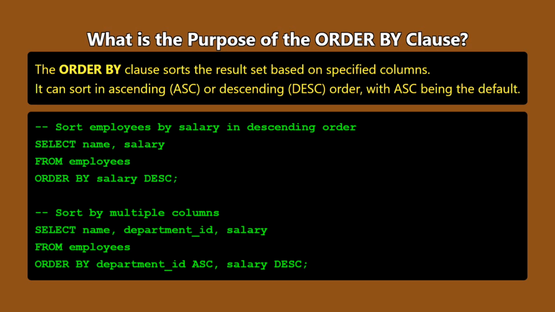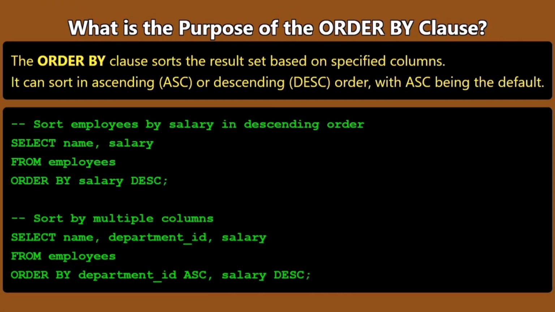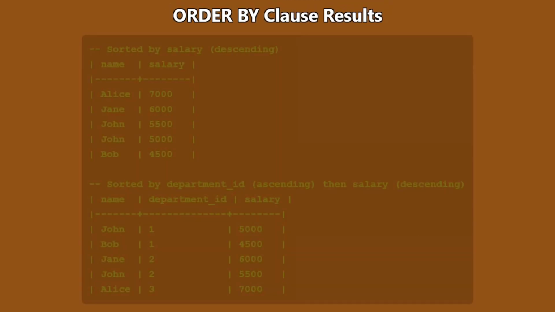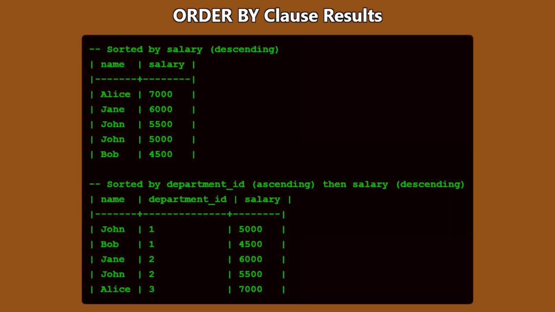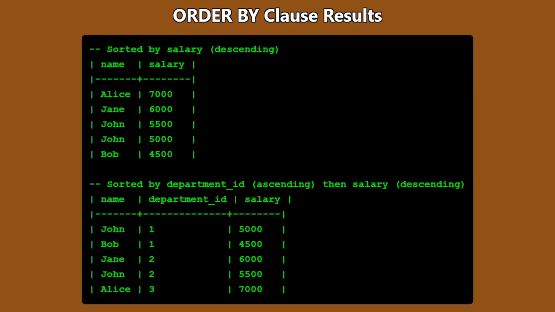You can sort the employees by salary in descending order to see the highest paid employees first, or sort by multiple columns for more complex operations. The results clearly demonstrate the sorting power. In the first example, employees are sorted by salary from highest to lowest. In the second example, they are first grouped by department, then sorted by salary within each department.